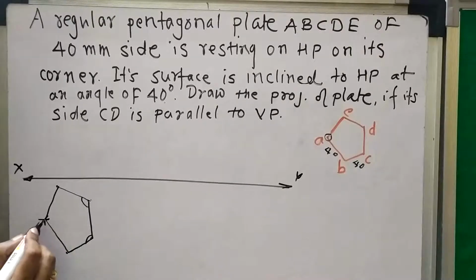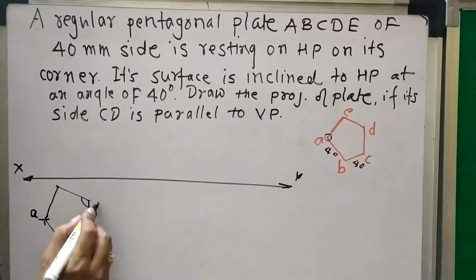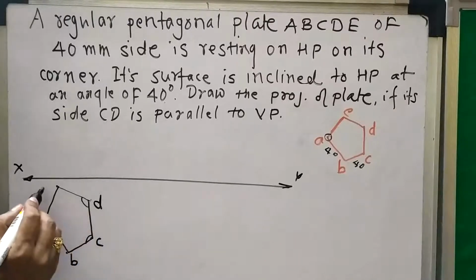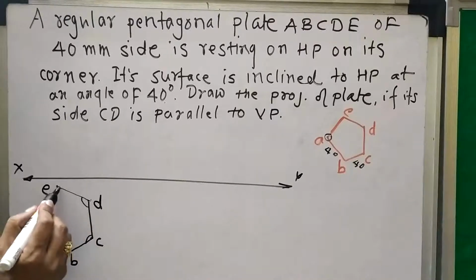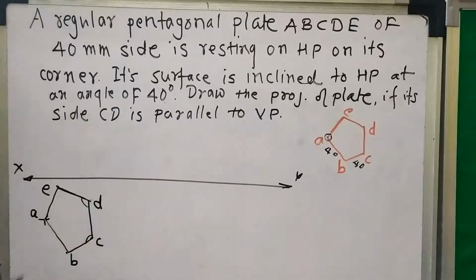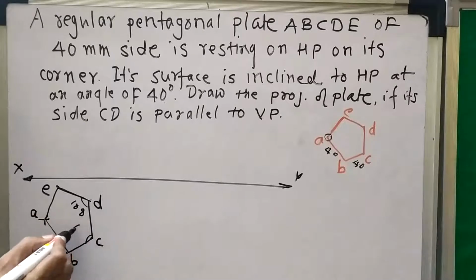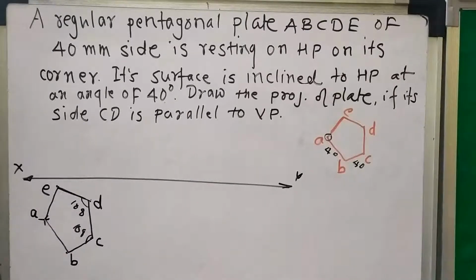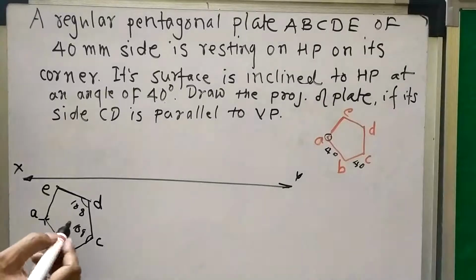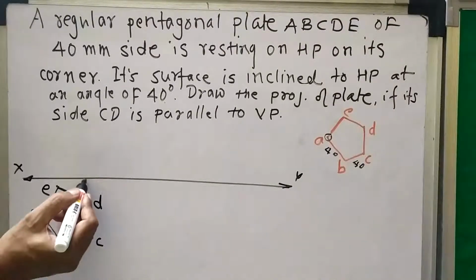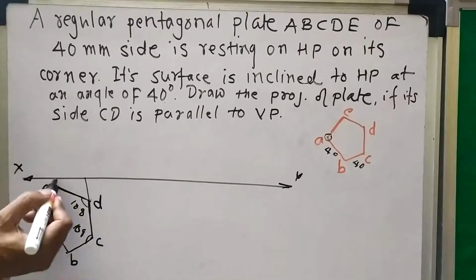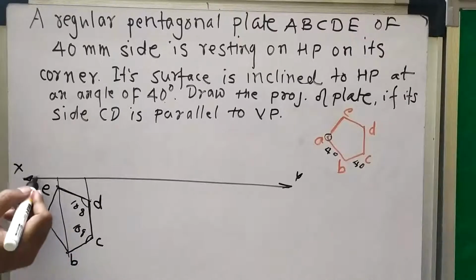So this will be my corner A, B, C, D and E. In this way I have constructed this pentagon. This angle is of 108. This is also of 108. You know how to construct the pentagon, and then I will project this pentagon here on XY line. So B and E will be on the same line, and then this is A.